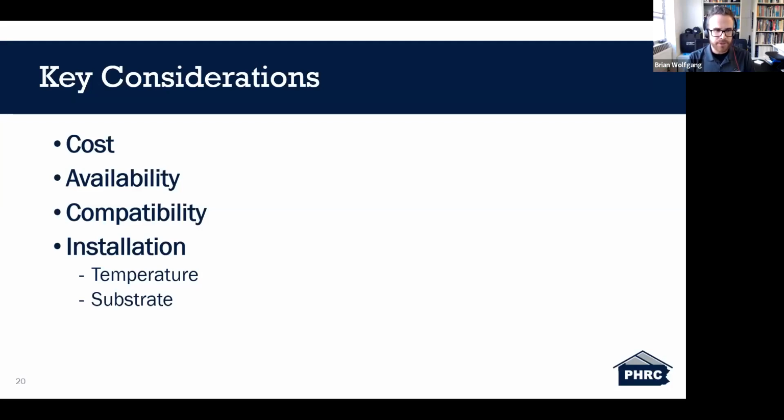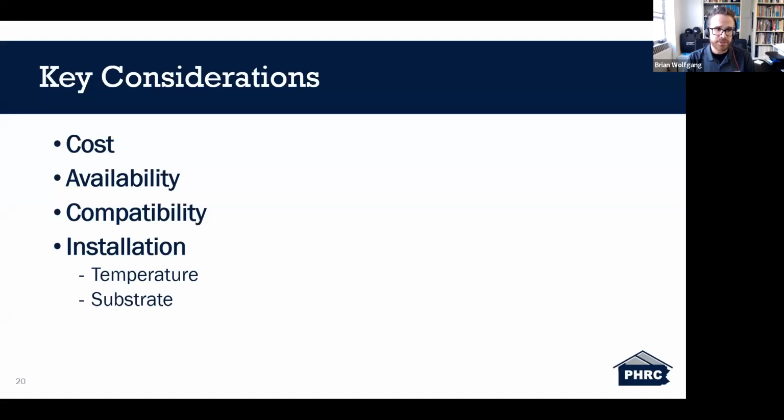But I'm mainly focusing on system compatibility. Are you using a tape that is approved to be used with the substrate you're attaching it to? That compatibility is very critical. Not every manufacturer is going to be approaching that in the same manner. So we'll look at some examples of that. And I'm not saying one is going to be better than others, but all I'm trying to encourage you to do is understand your products.